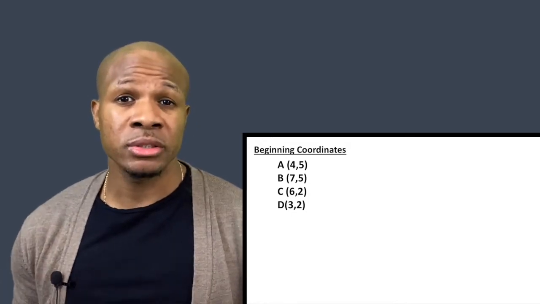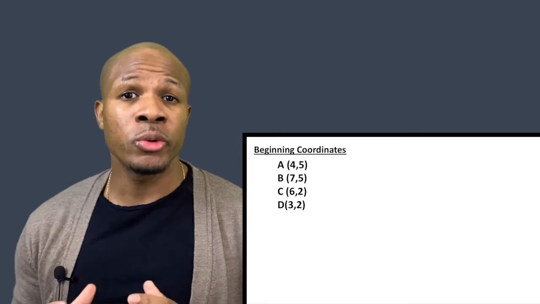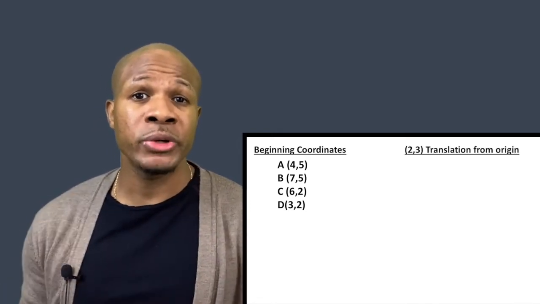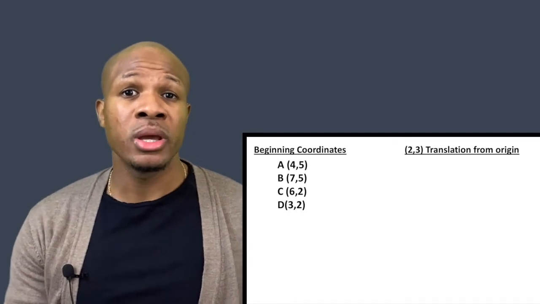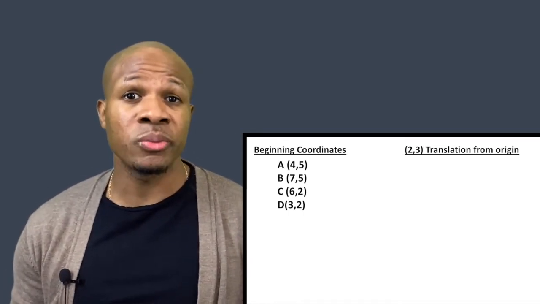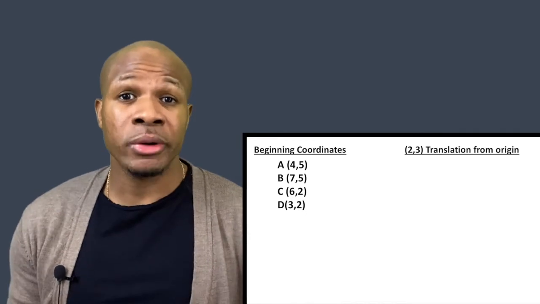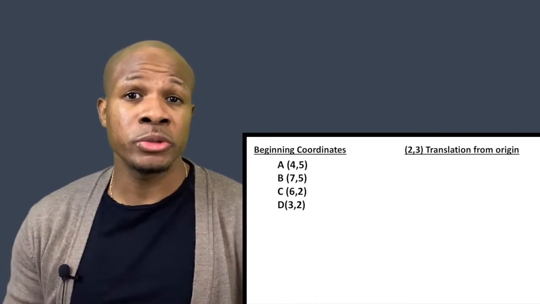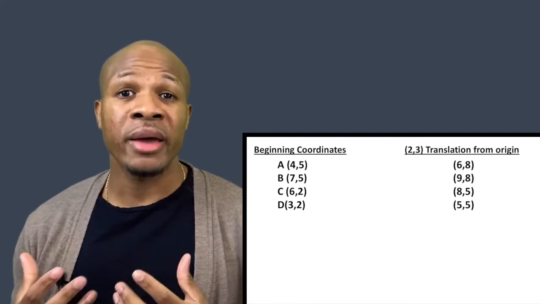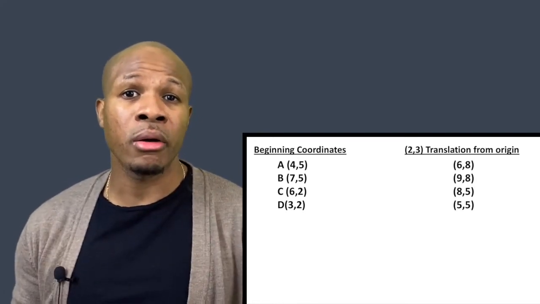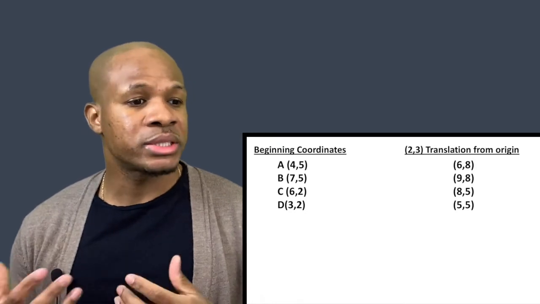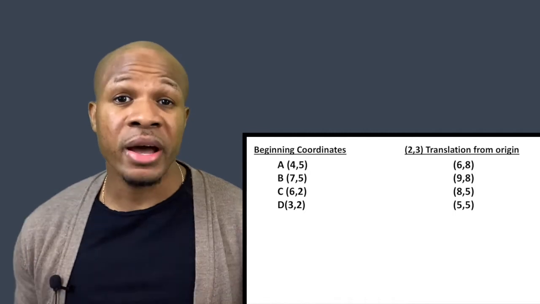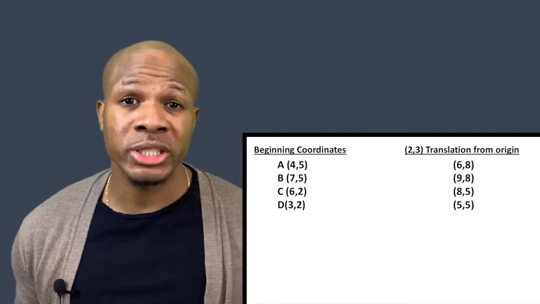And the first thing we were asked to do is to translate our object. We were asked to do a 2,3 translation from the origin, which means that we're going to increase our X distance from the origin by 2, and we're going to increase our Y distance from the origin by 3. Since our coordinates were already given relative to the origin, all we have to do is add 2 to the X and add 3 to the Y. So after we add 2 to the X and 3 to the Y, our coordinates become 6,8 for A, 9,8 for B, 8,5 for C, and 5,5 for D. Alright, so we're done with the translation.